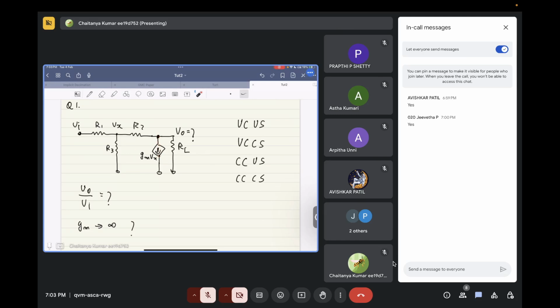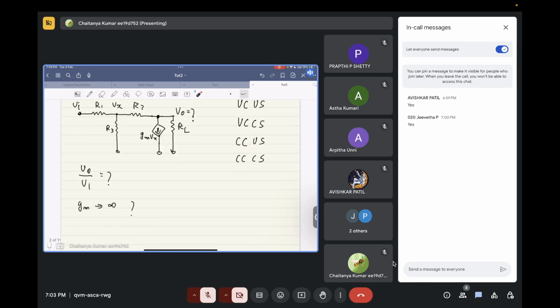The output is a current source. Out of these four, which one is it? No, it's voltage controlled. So the controlling parameter comes first. It's voltage controlled, so it's VC, and current source. So this is a VCCS. Okay, so please help me solve this.